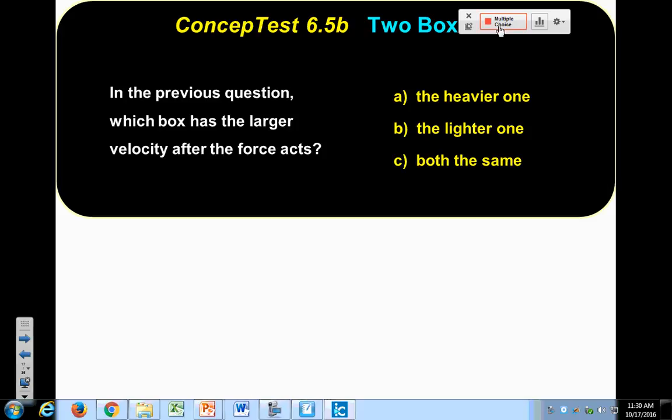In the previous question, which box has the larger velocity? This force acts on a heavy box and a light box. Which one has the larger velocity after this force acts? They both have the same amount of momentum, we've already seen. Which one has the larger velocity, or both the same?